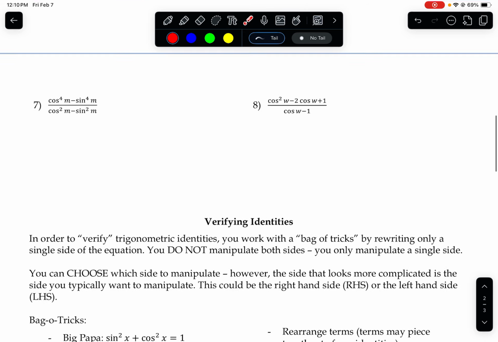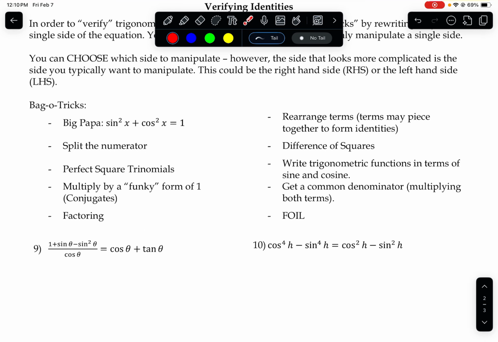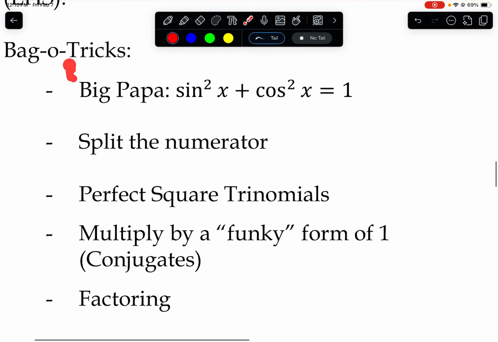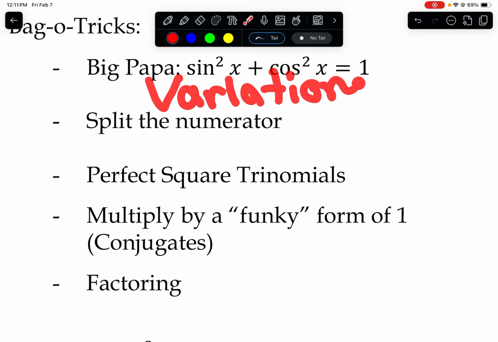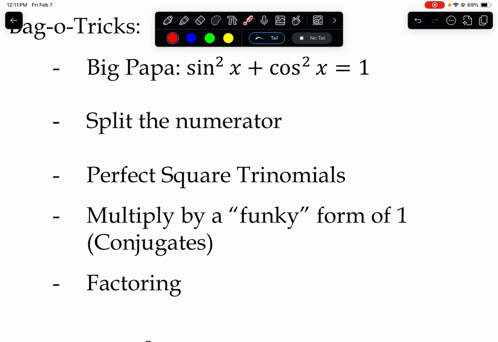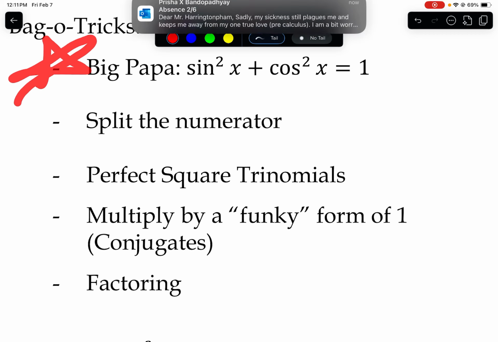The bag of tricks is down here under verifying. This is all the different ideas and ways in which we're going to simplify these identities. For example, we have Big Papa here, which means you can use your Pythagorean identities to help solve. You're going to look for pairs that can simplify to 1. You're also going to want to look at your variations as well. Your Pythagorean identities are going to be extremely important.